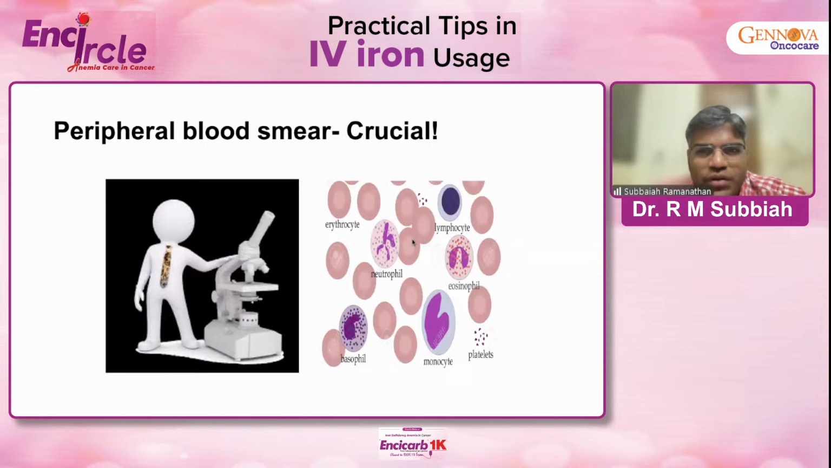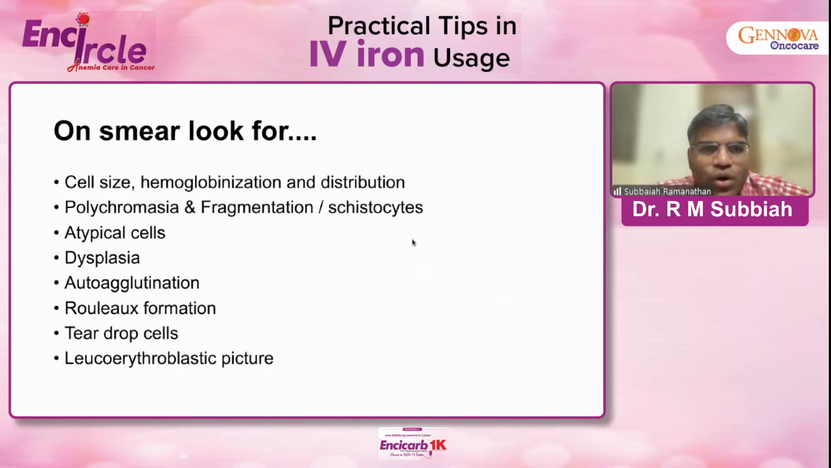So the peripheral smear, we have discussed, is the crucial part of the evaluation of anemia. To find the etiology, you will have to list the differentials in the order of priority or the important findings so that the pathologist will know what to see for the smear. On the smear, you look for cell size, the hemoglobinization, whether the cells are properly hemoglobinized, the pink tinge is there or not. For cell size, you have to compare it with a lymphocyte.